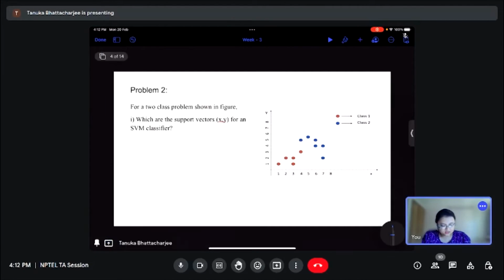Now let's say these are the data points given. Here the red points belong to class 1 and the blue points belong to class 2. Can you tell me which all will be the support vectors in this case? You can just put the xy coordinates. First let us see which one will be the support vector for class 1 among the red data points. Anyone?